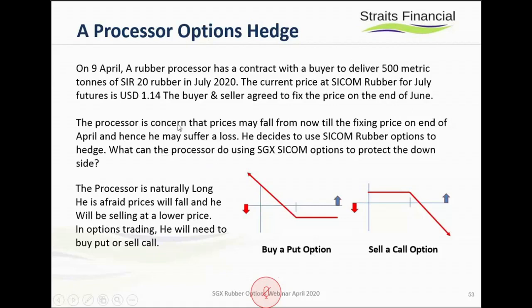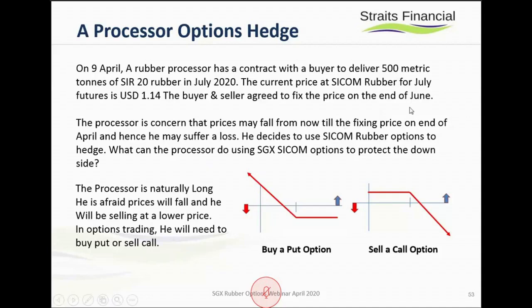All right. So if today, 9th of April, a processor has a buyer to deliver 500 metric tons of SIR, Standard Indonesian Rubber 20, in July. This is just an example where you are the processor and your buyer asks you to deliver 500 metric tons in July. The current price for July is 1.14 or 114. And the buyer agreed to fix the price at the end of June. Although the price is 114 now, the price is not determined until the end of June.